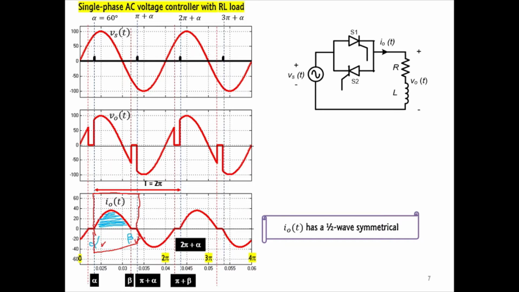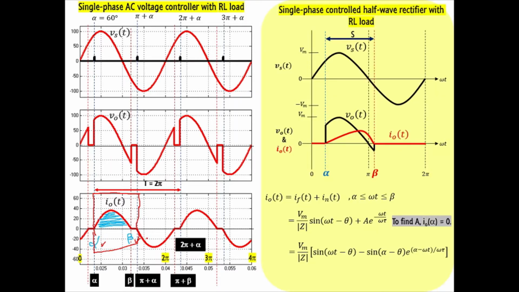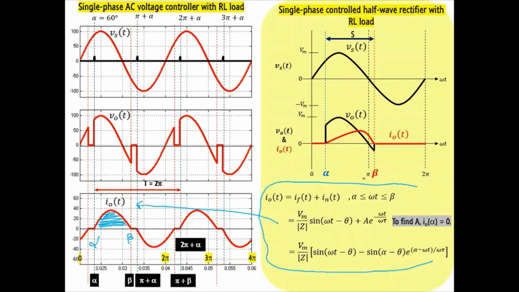Next, let's compare this half cycle waveform to the output current waveform of a single phase controlled half-wave rectifier with inductive load. Although the wave shape of both current waveforms is different, we can see the range of current flow in both converters is similar to each other. Therefore, we can use this current equation to represent the current equation for the half cycle of the output current waveform of the AC voltage controller with an inductive load.